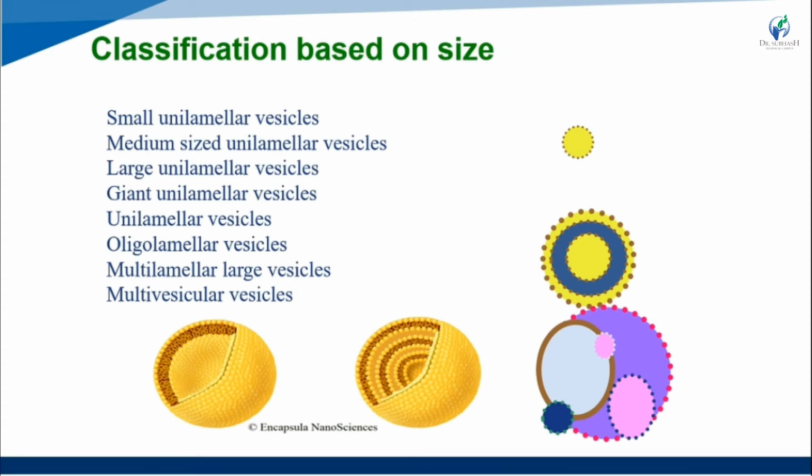So classification of the liposome as per the size: small unilaminar vesicles, then medium sized unilaminar vesicles, then large unilaminar vesicles, then giant unilaminar vesicles, then unilaminar vesicles, then oligolaminar vesicles, then multilaminar large vesicles, and then multivesicular vesicles. These are the types based on the size of the liposome.